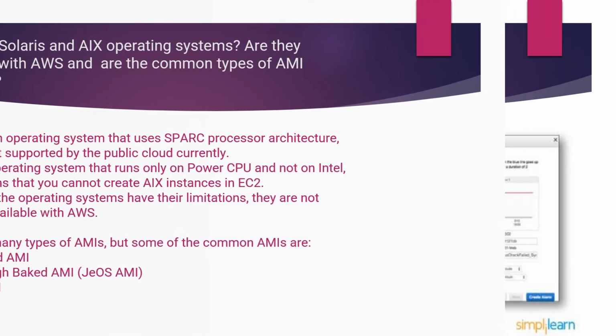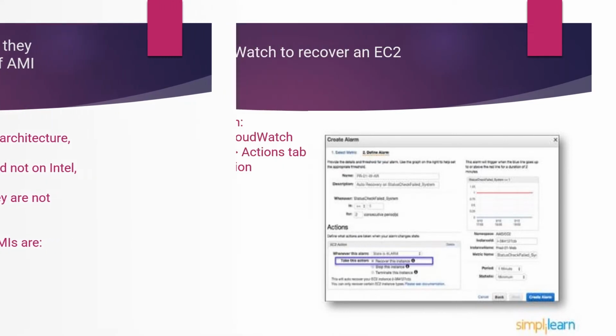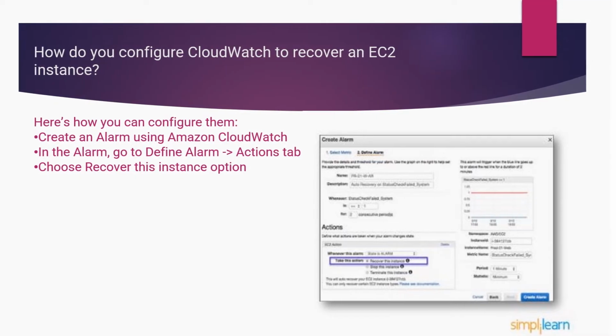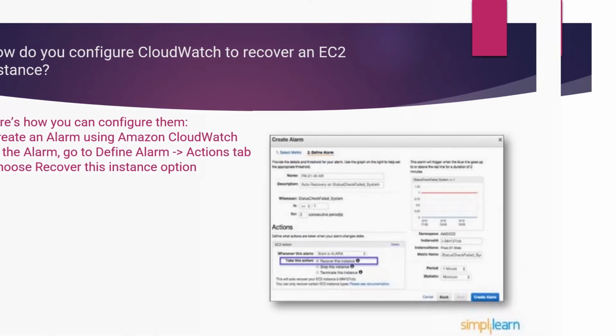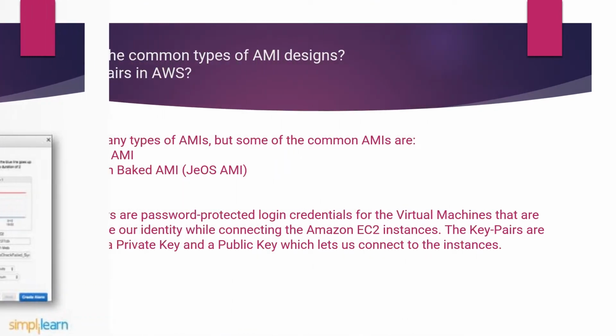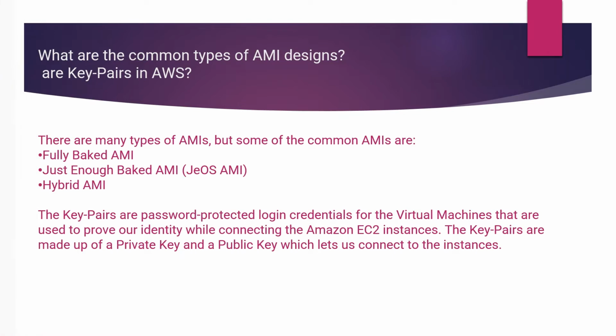27. What are the common types of AMI designs? There are many types of AMIs, but some of the common AMIs are Fully Baked AMI, Just Enough Baked AMI, JeOS AMI, Hybrid AMI. 28. What are key pairs in AWS? The key pairs are password-protected login credentials for the virtual machines that are used to prove our identity while connecting to the Amazon EC2 instances. The key pairs are made up of a private key and a public key, which lets us connect to the instances.